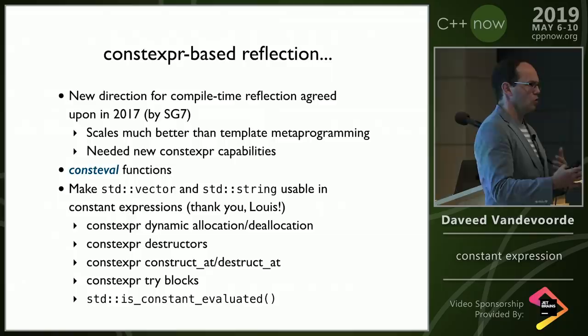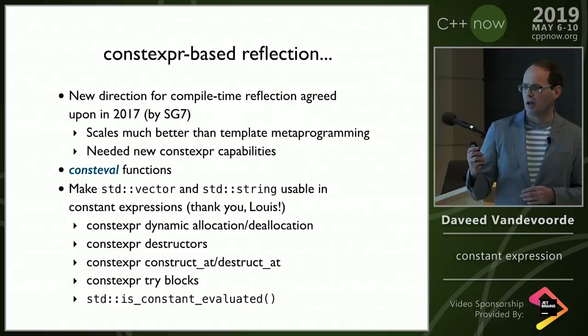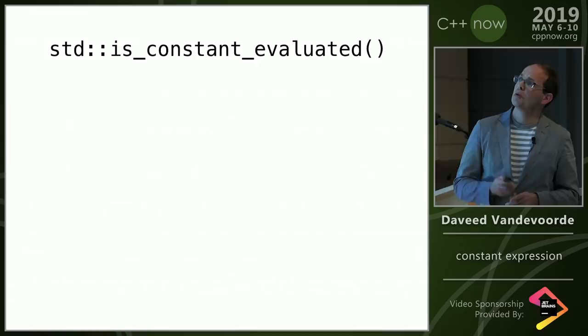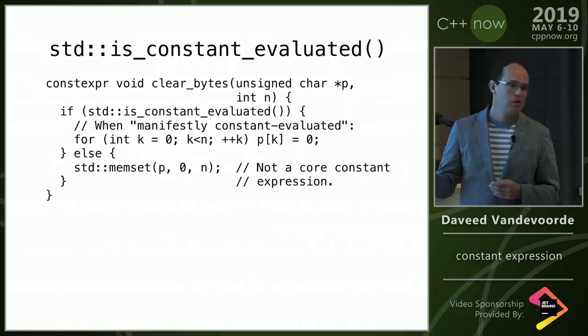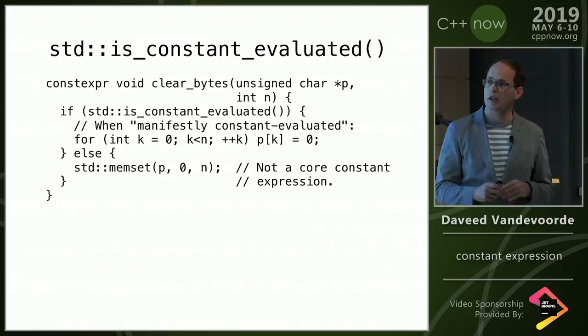So we'll never have reinterpret_cast at constant evaluation. Let me show you is_constant_evaluated through an example. Suppose you have a clear_bytes function, and basically you clear n bytes starting from a pointer p. You could do that just with memset. It's optimized to death for your particular architecture, it'll be very, very efficient at runtime.